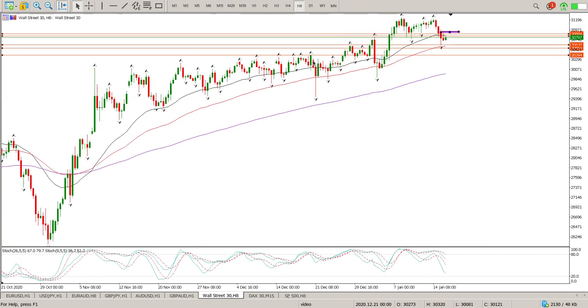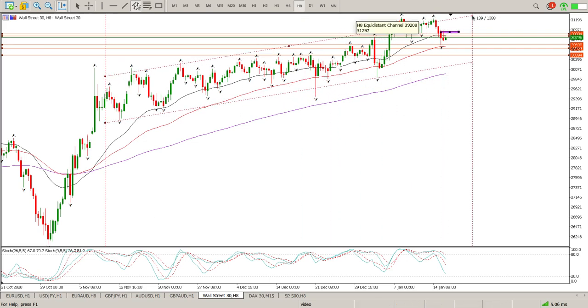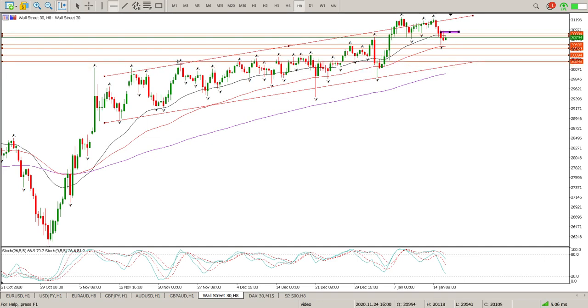Next thing to bear in mind is this channel, that one there, which we are back in. You are going to find support a little bit further down as well. So technically we're going to have to break below the swing low here, which is 29,881, break below that and retest it before I start becoming anywhere near bearish. Anyway, that's it for me.